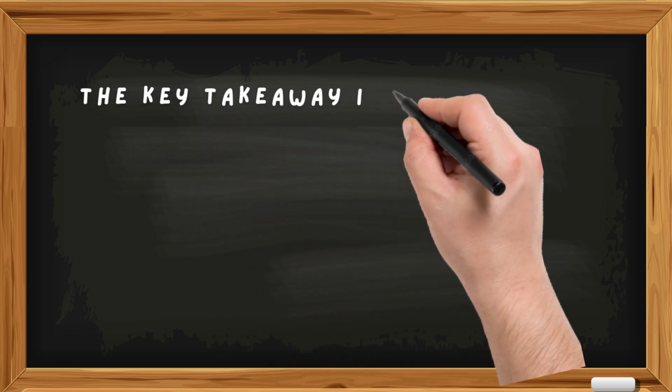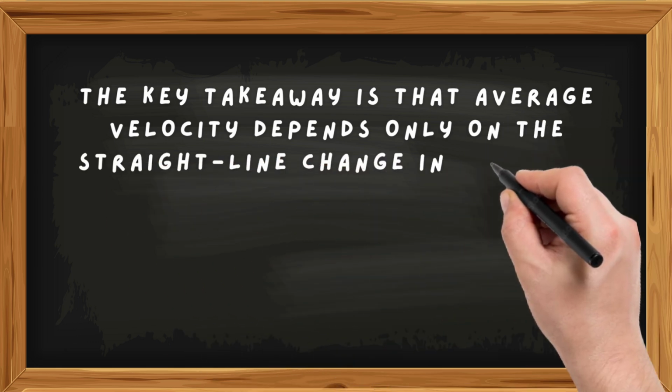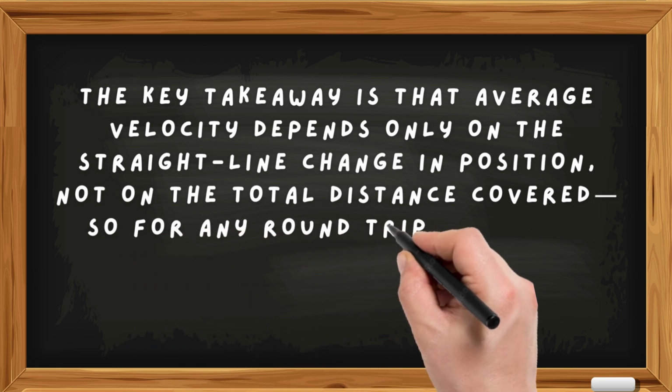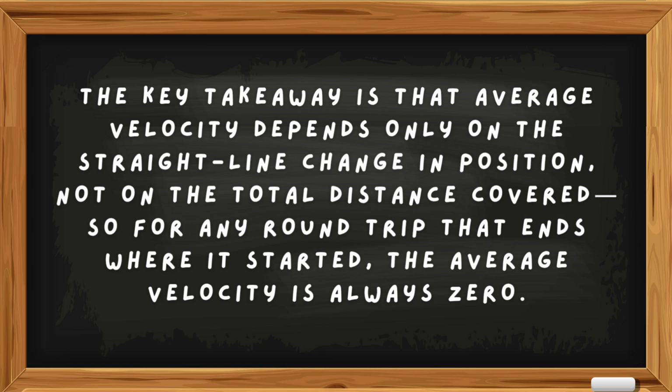The key takeaway is that average velocity depends only on the straight line change in position, not on the total distance covered. So for any round trip that ends where it started, the average velocity will always be 0.